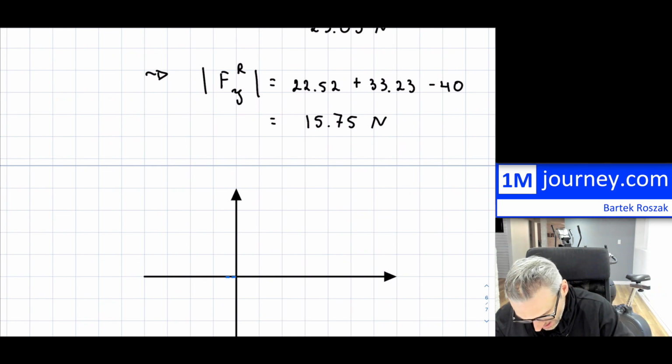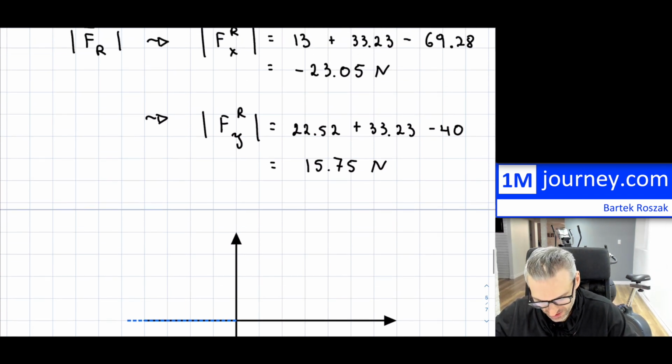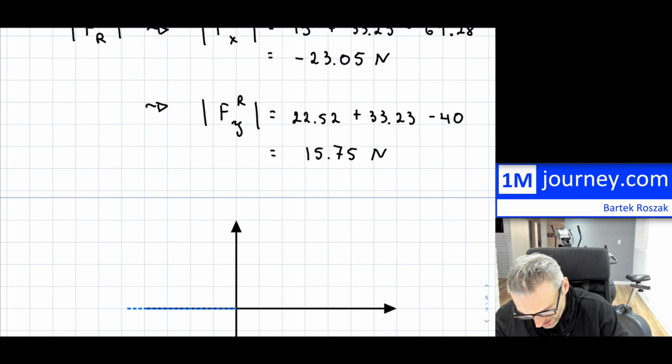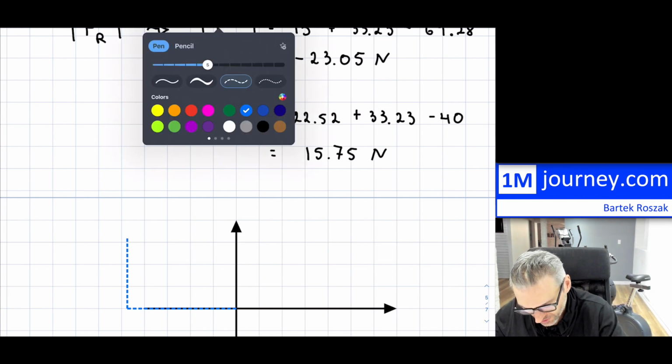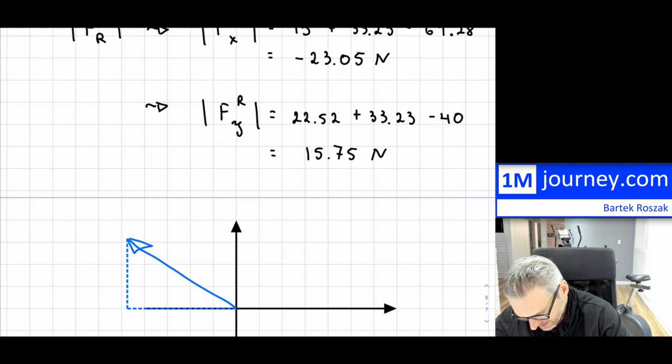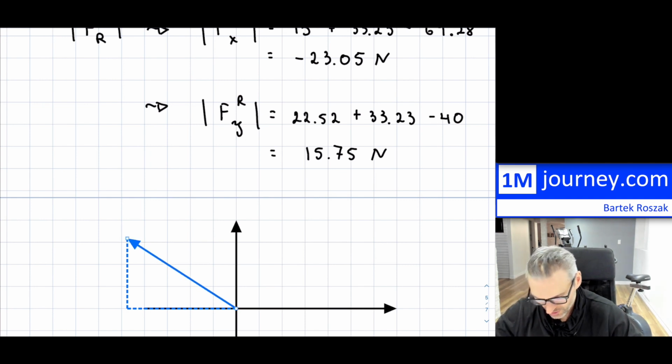So this is my resultant vector. The x component is 2305, so it's on the negative side. And then my y is positive, so it's 1575, in this particular direction, and that is my resultant vector. So my resultant vector is going to look something like this.